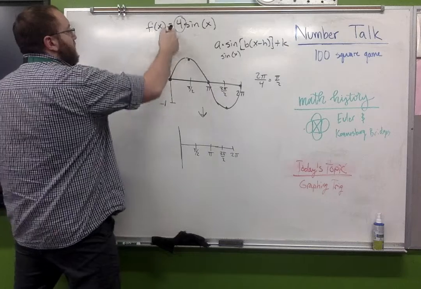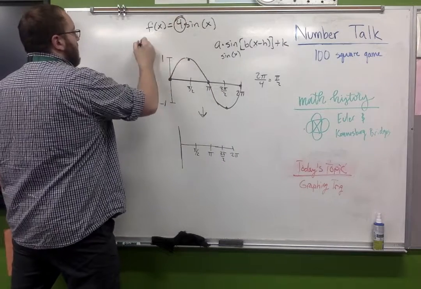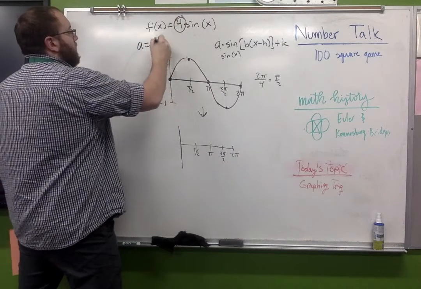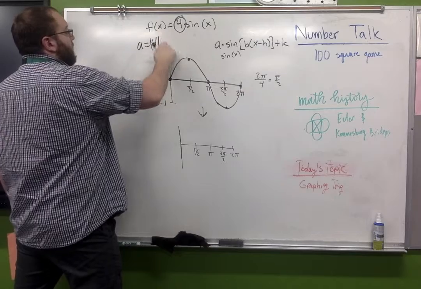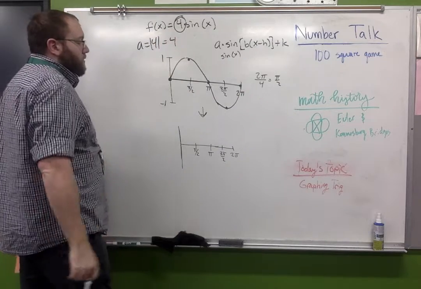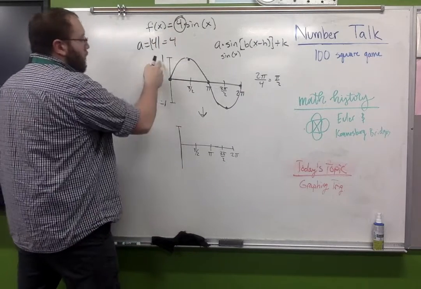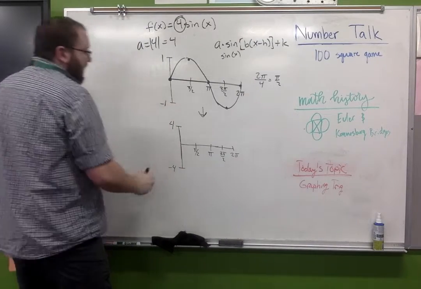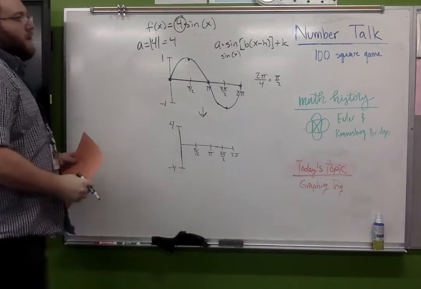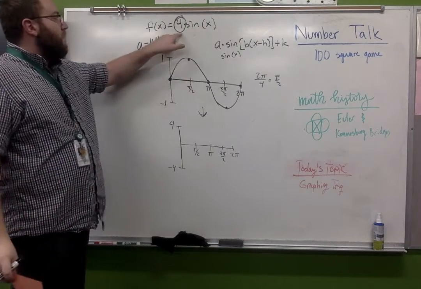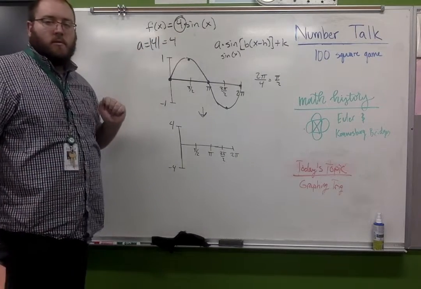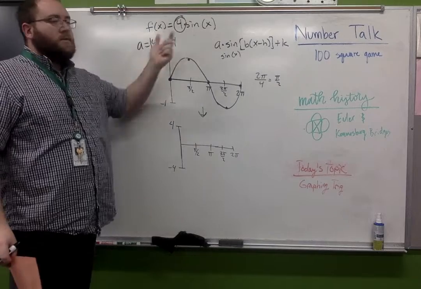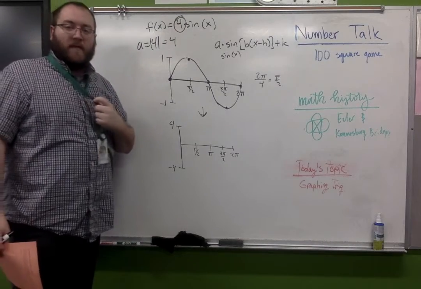Well, our amplitude is this number right here, right? A is equal to 4, or absolute value of 4, which is just 4. So my amplitude is 4. So instead of being 1, now it's 4. Instead of being negative 1, now it's negative 4. Another way you can look at this is you're multiplying everything by 4, right? And it's outside the function, so it's with the y values.